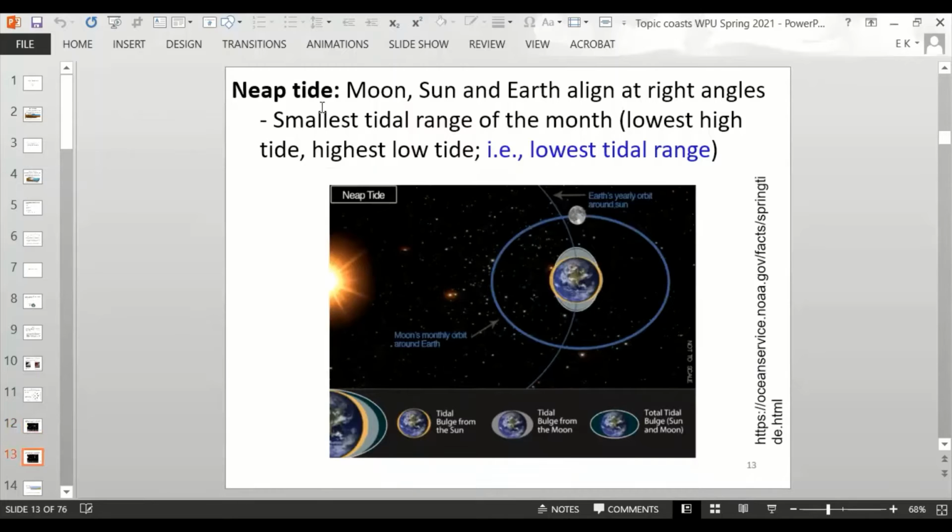Your neap tide is what we call it when we have that right angle. So here's the sun, the moon, right angle. So this shows you the moon's gravity component. This shows you the sun's gravity component. And that's going to be your smallest tidal range of the month, the lowest high tide and the highest low tide. So that gives you your lowest tidal range. The tidal range being the difference between high and low tide. Okay, so that is your neap tide.